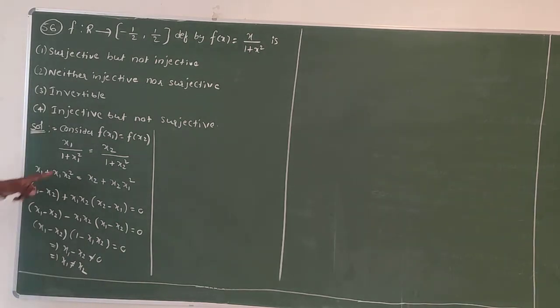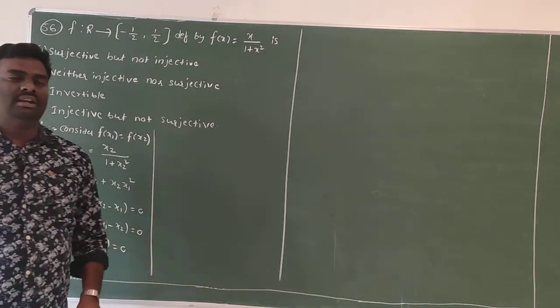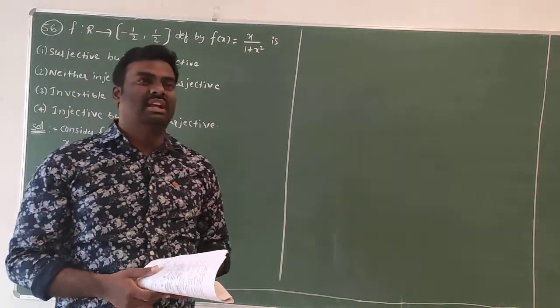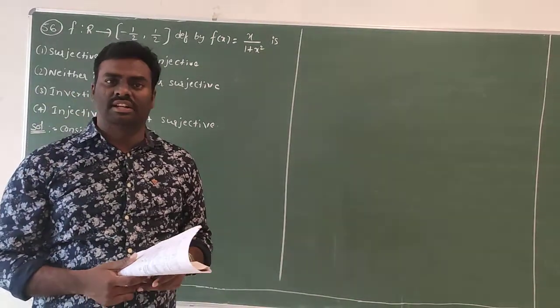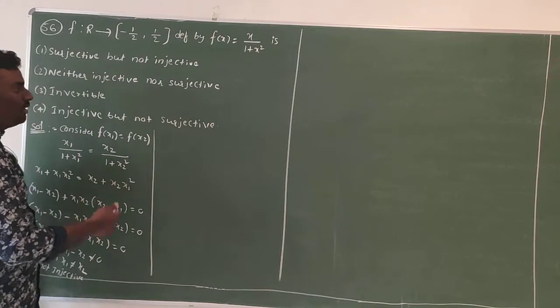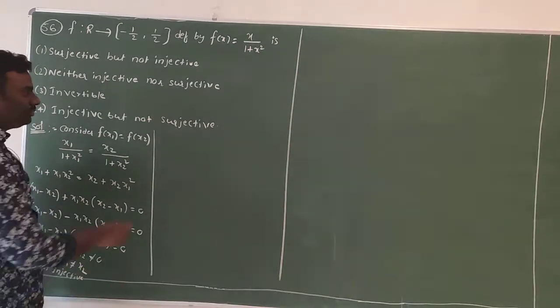Then finally f(x1) is equal to f(x2), but we cannot prove x1 equals x2, then f is not injective. This we can prove by using the AOD chapter, but the AOD concept is not completed, that's why I am using the relations and functions concept. Okay, next, how to prove surjective?